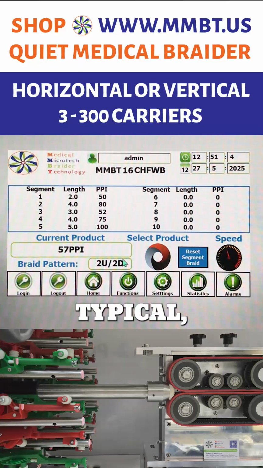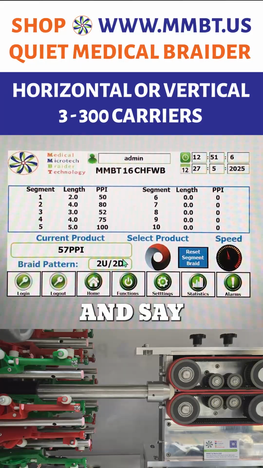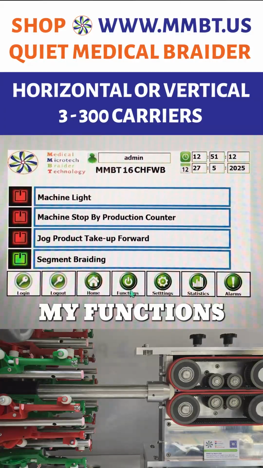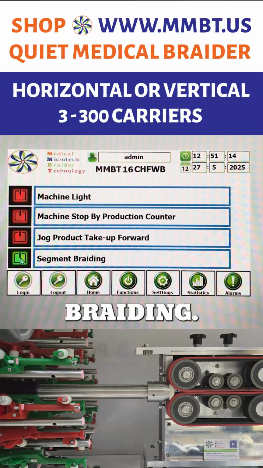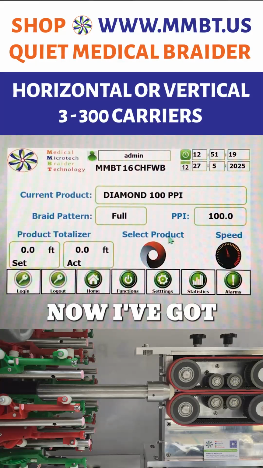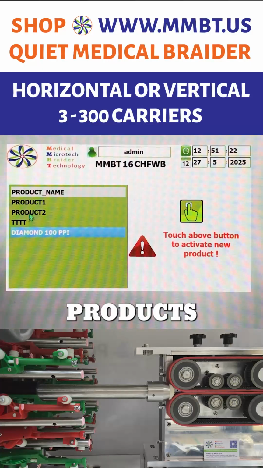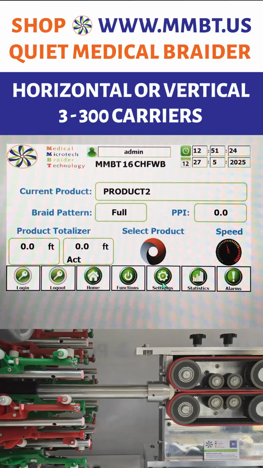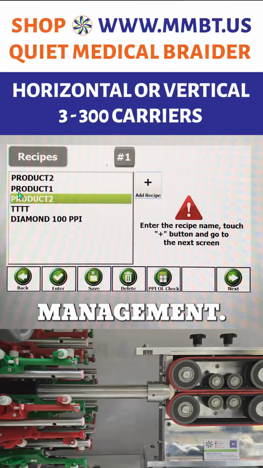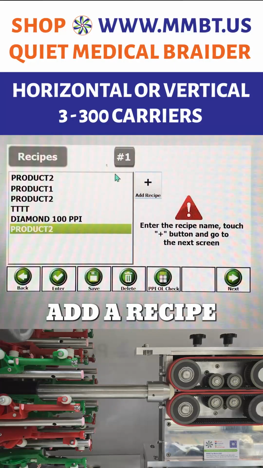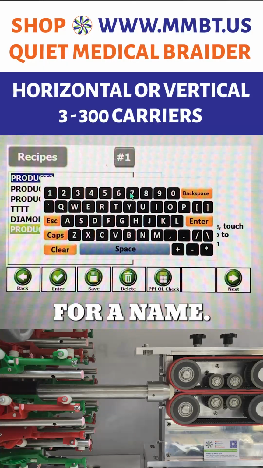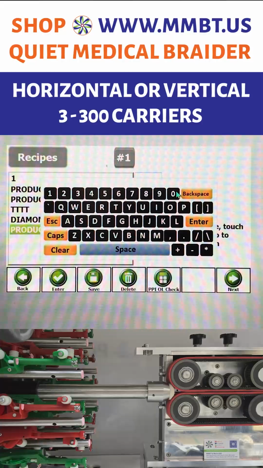Step through a typical setup for a braiding. Say I'm going to do a regular recipe. I go into my functions menu and disable segmented braiding. You can see now I've got a different list of products that I can select. To create the product, simply go to Settings, Recipe Management, Add a Recipe. Click the top of the list and it'll prompt you for a name. I call this one 100 PPI.